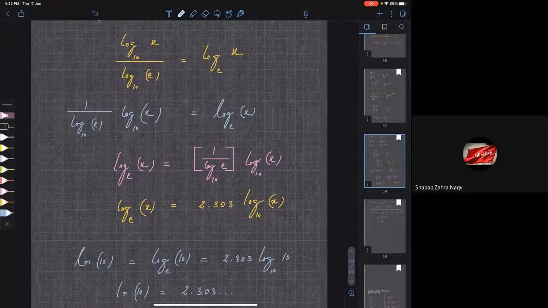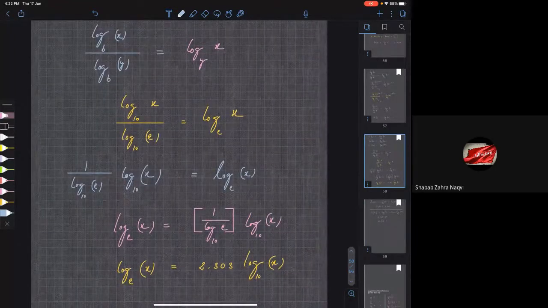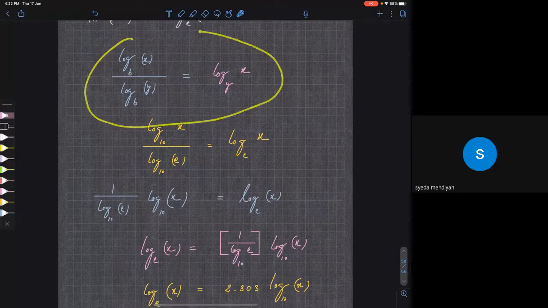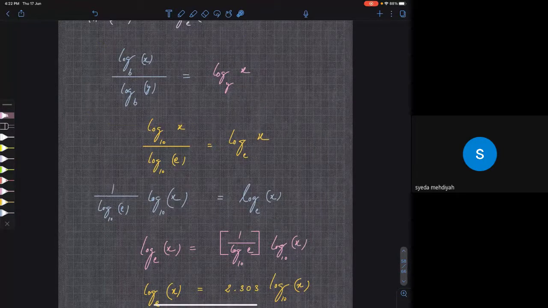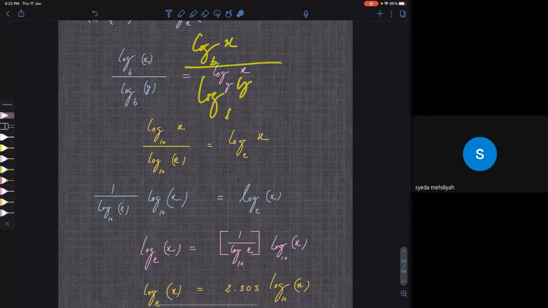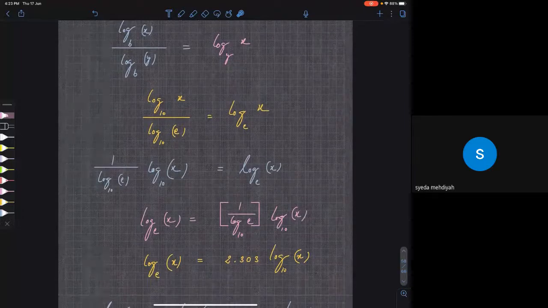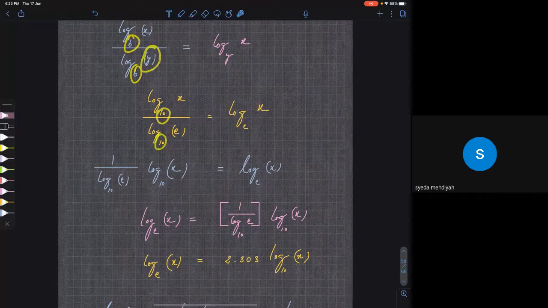Why are we multiplying? We just proved it. See, we know this property: log x to the base b by log y to the base b is equal to log x to the base y. This property we know, right? Now, in place of b, I took 10. In place of y, I took e. Correct?